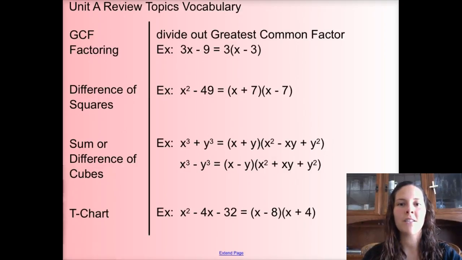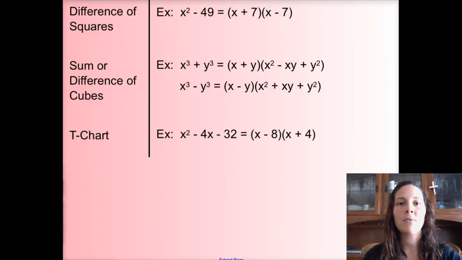Second is difference of squares, and this is when you factor something into conjugates. So remember when we rationalized the denominator with a radical, we multiplied by the conjugate, and we got to skip multiplying the inside and the outside because they canceled each other. The difference of squares is what was left after we multiplied the two conjugates.